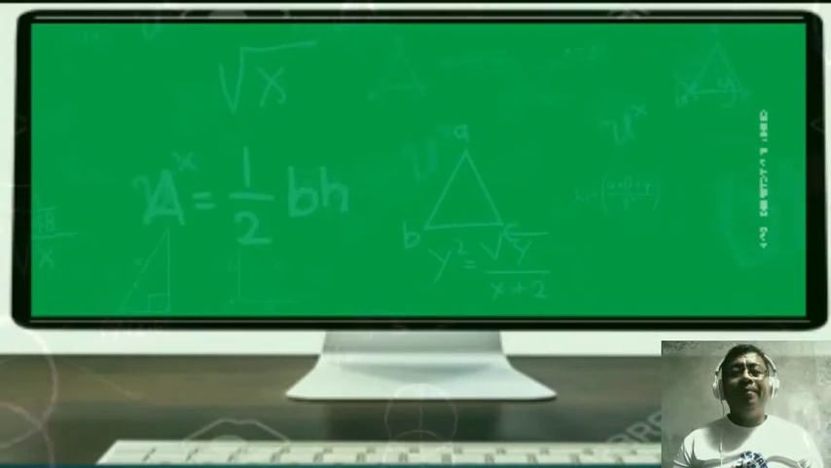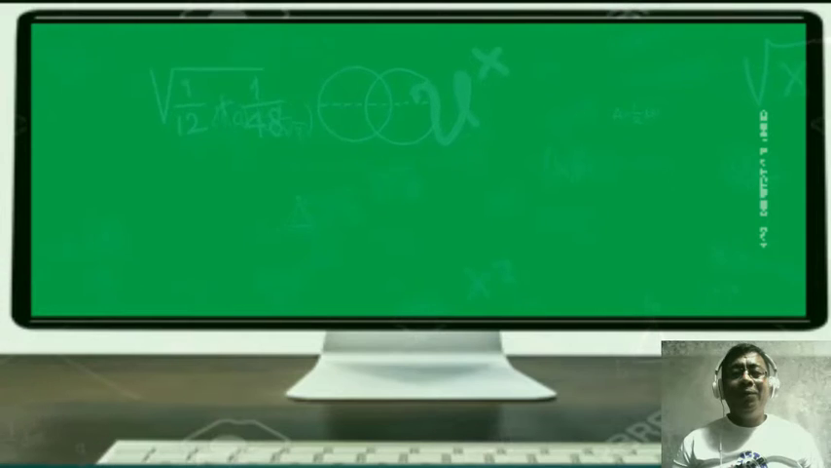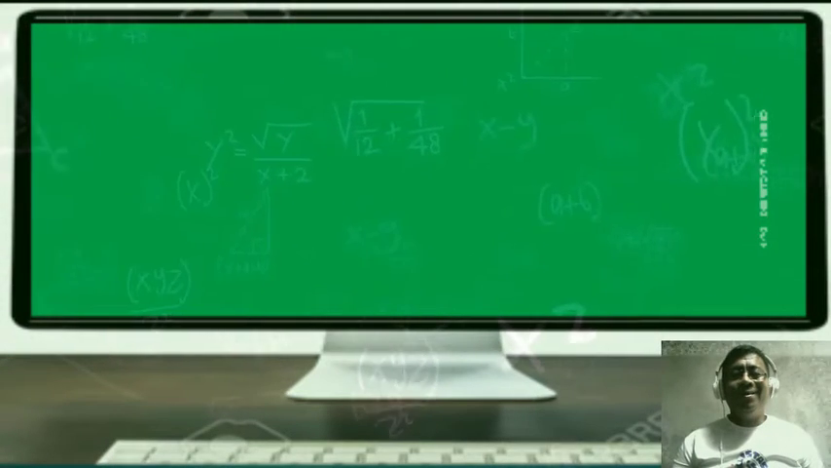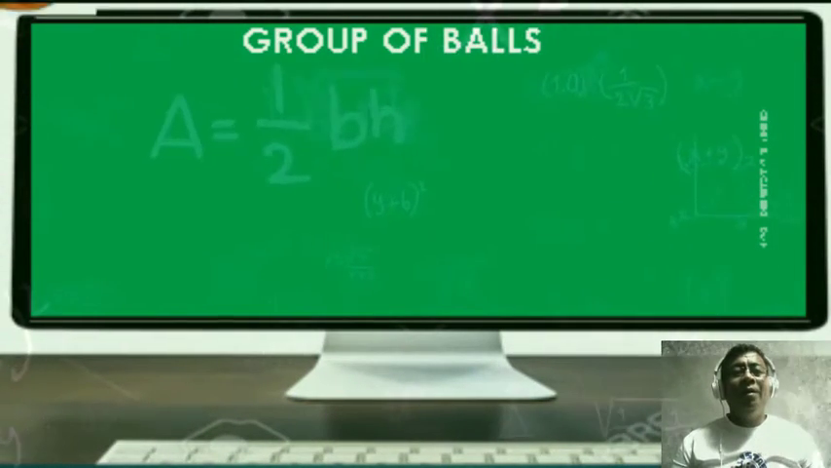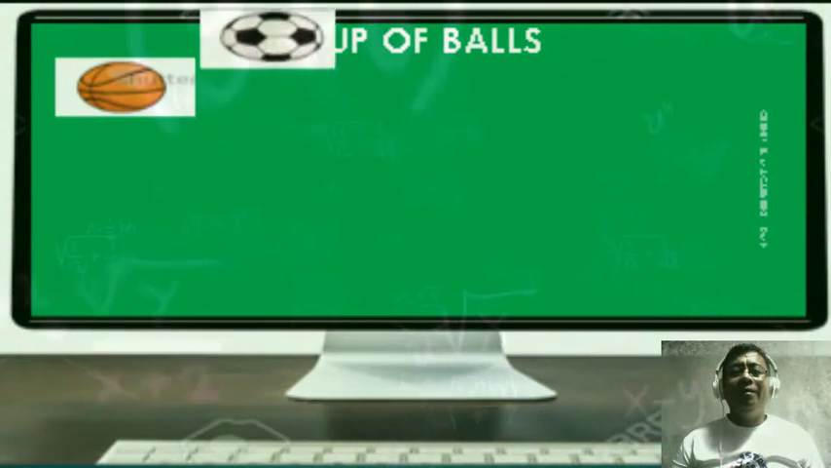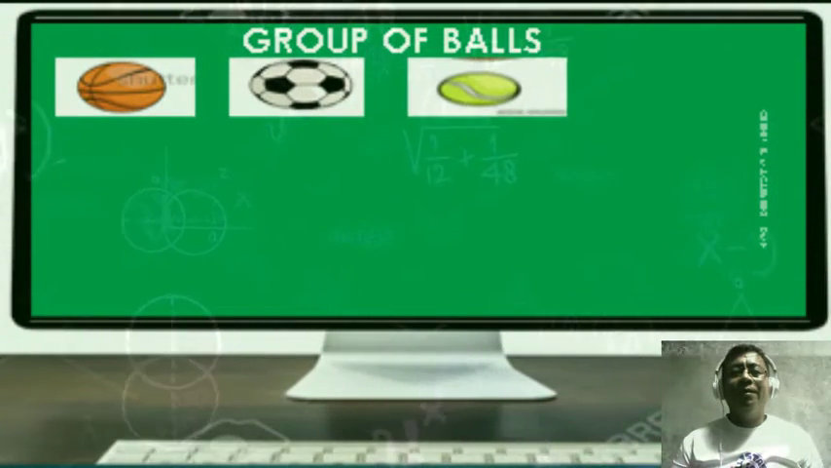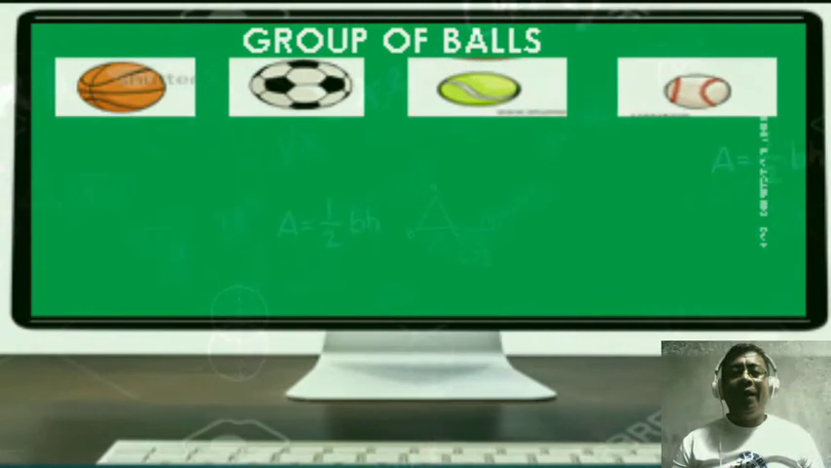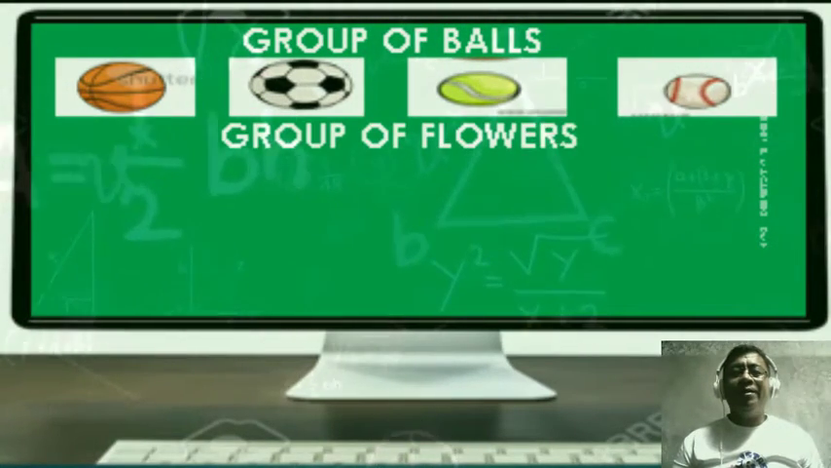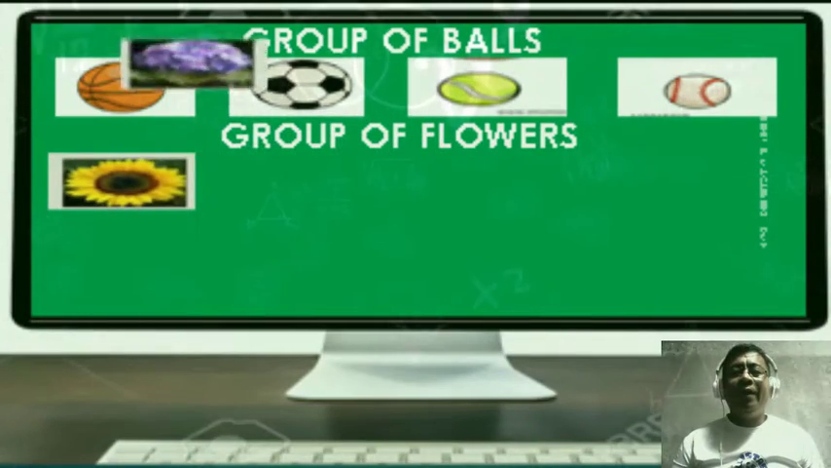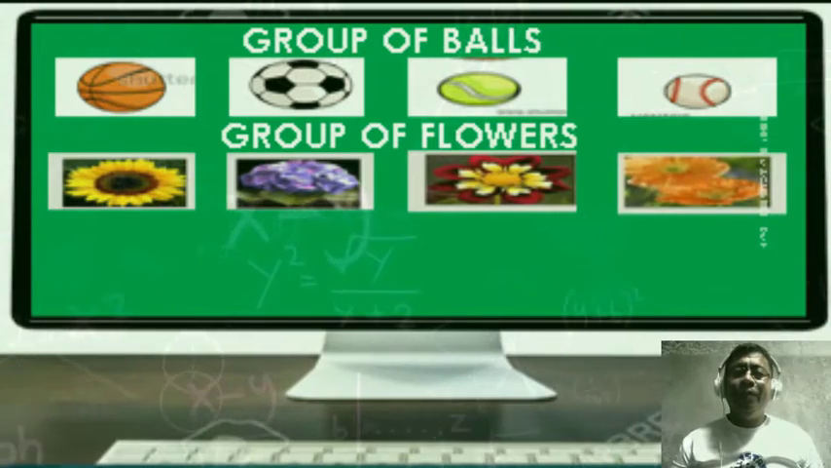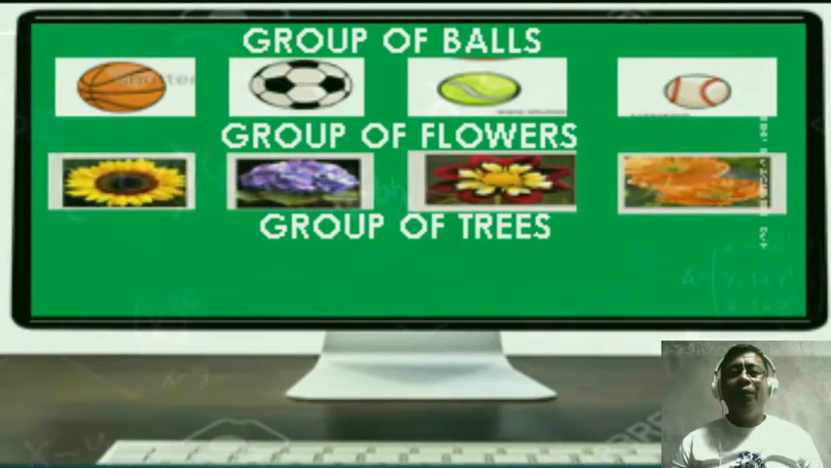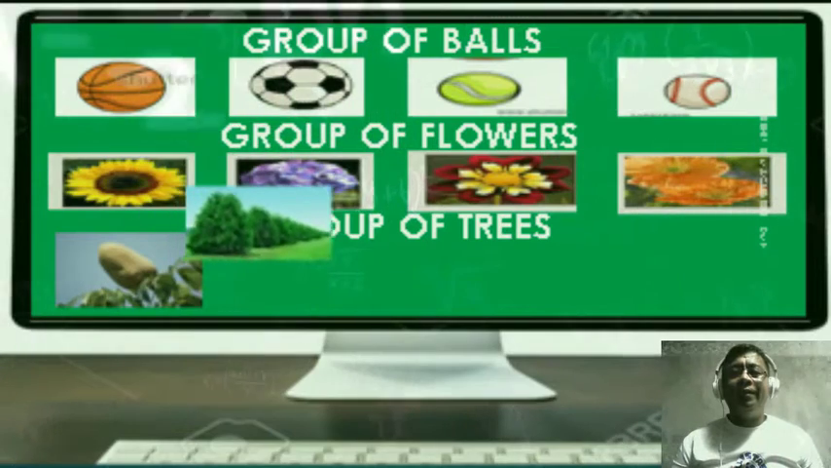Alright, time's up. How many groups did you see? Yes, that's right. There are actually 3 groups. So we have a group of balls. We have 4 different balls. Then we have a group of flowers. We have 4 different flowers. Then we also have a group of trees. We have 4 different trees.